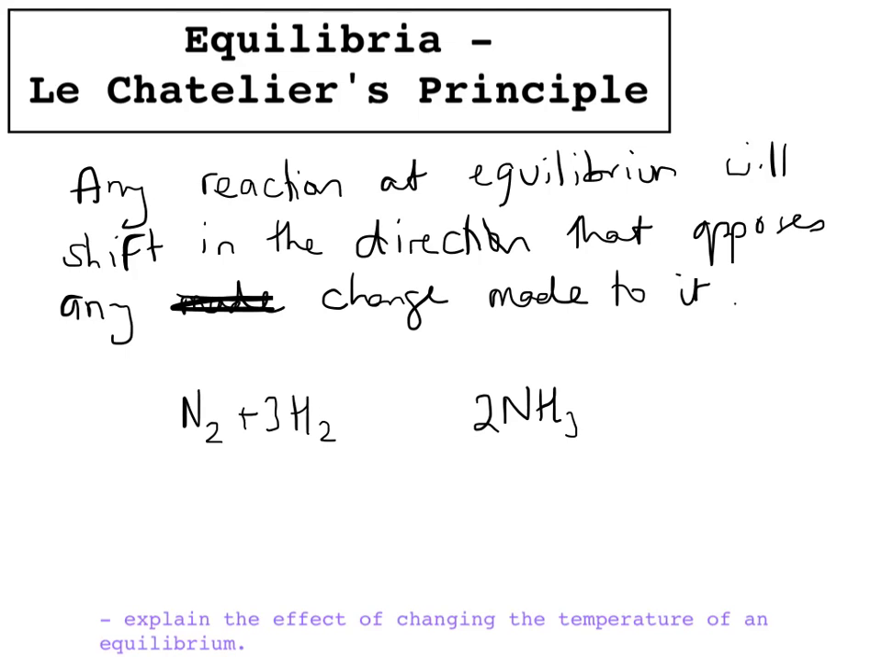Now, the Haber process is exothermic in the forward direction, but it's endothermic in the backwards direction. If we increase the temperature, that is going to be opposed by the reaction, and the reaction will want to cool back down again, and the side that will cool back down again is the endothermic side. So if we increase the temperature, the reaction will shift in the endothermic direction.